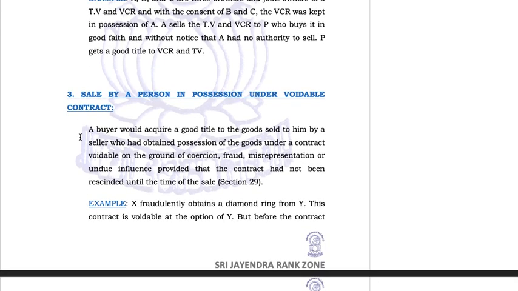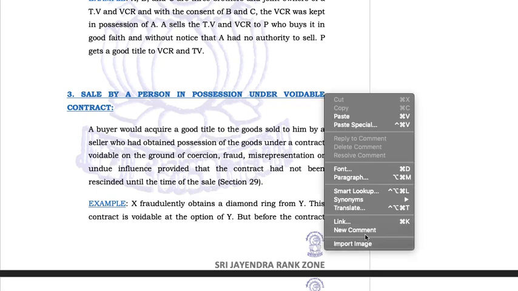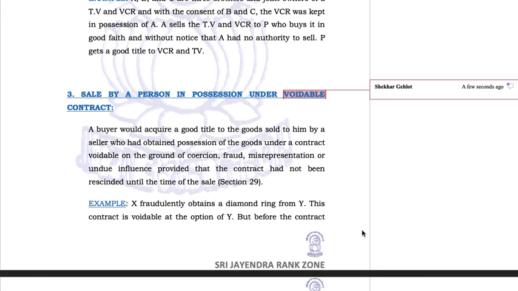Sale by a person in possession under a voidable contract. Now, we have discussed that a voidable contract is a contract which has not become void but may be treated as void.